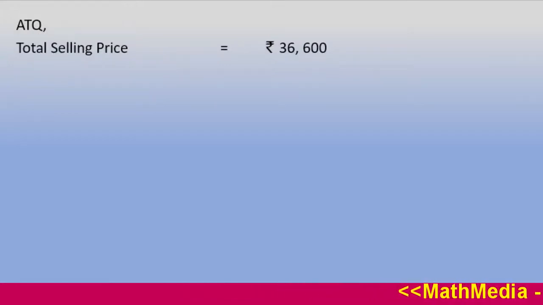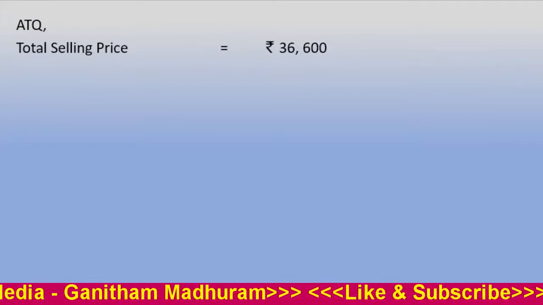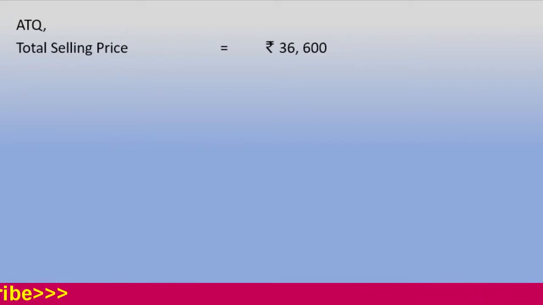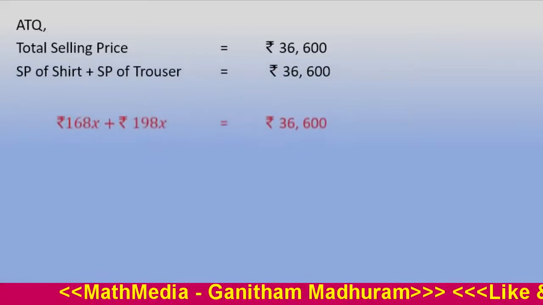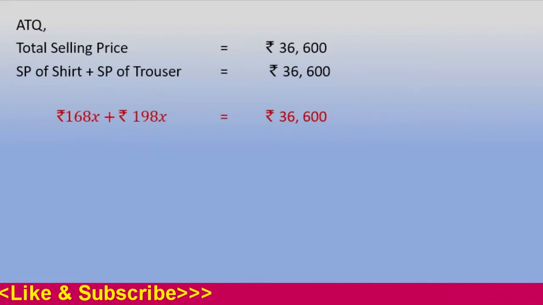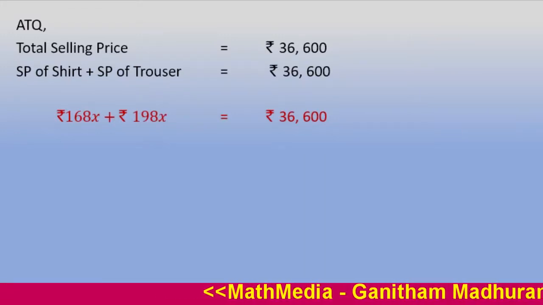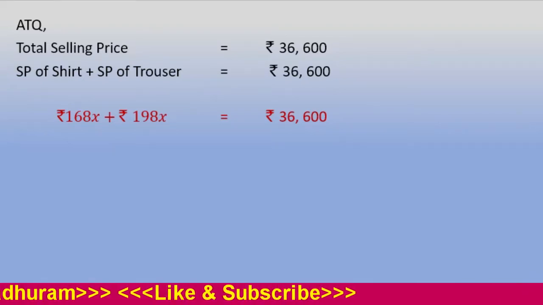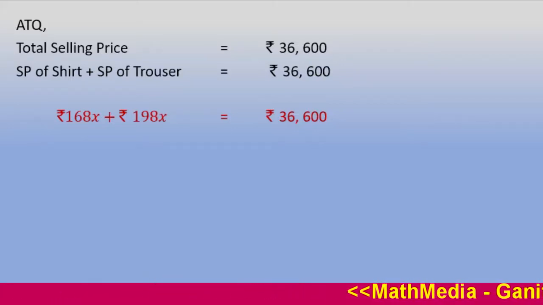According to the question, they have given the total selling price is rupees 36,600. How to get the total selling price? That is the selling price of shirt material plus trouser material gives rupees 36,600. We already found out with the variable the SP of shirt and trouser material. So we can substitute the values, that is rupees 168x plus rupees 198x equal to rupees 36,600. This is the linear equation we formed.